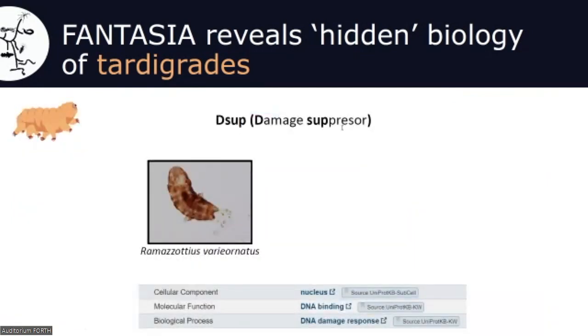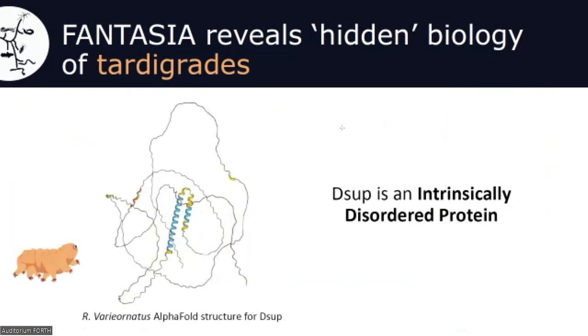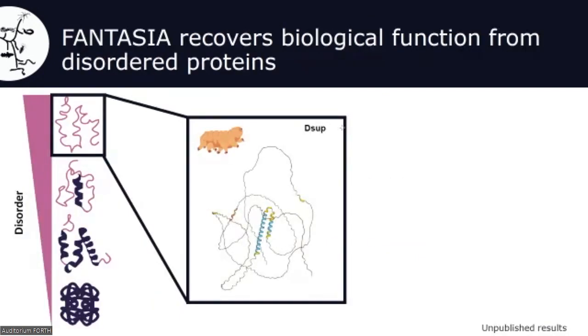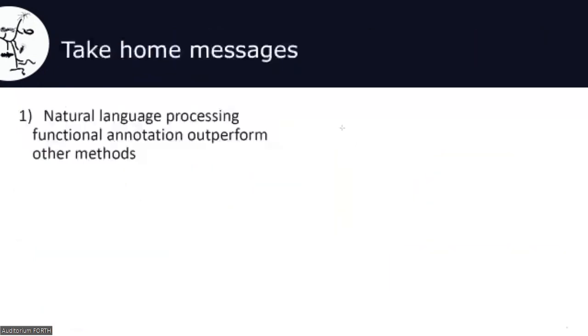Even just a very specific example, there is this protein that has these GO terms related to damage response in this species. There is one homologue in another species which was not annotated in UniProt, but with our methodology, we were able to recover exactly the same GO terms that this one has. In fact, this one is an intrinsically disordered protein, and we showed that in our whole dataset, the ones that are mostly disordered and globular proteins, that are more flexible, are significantly less annotated by homology-based methods. And besides the tardigrades, there are also some examples in Drosophila melanogaster, such as this one here.